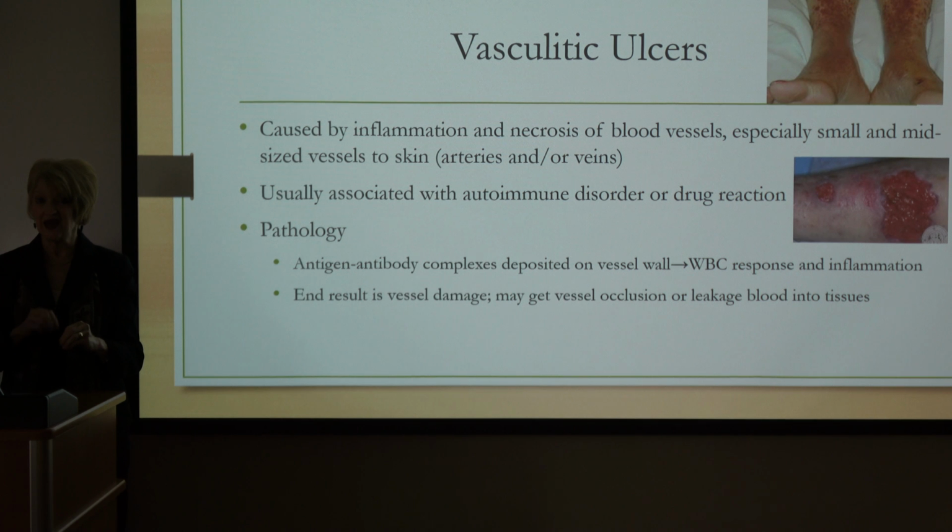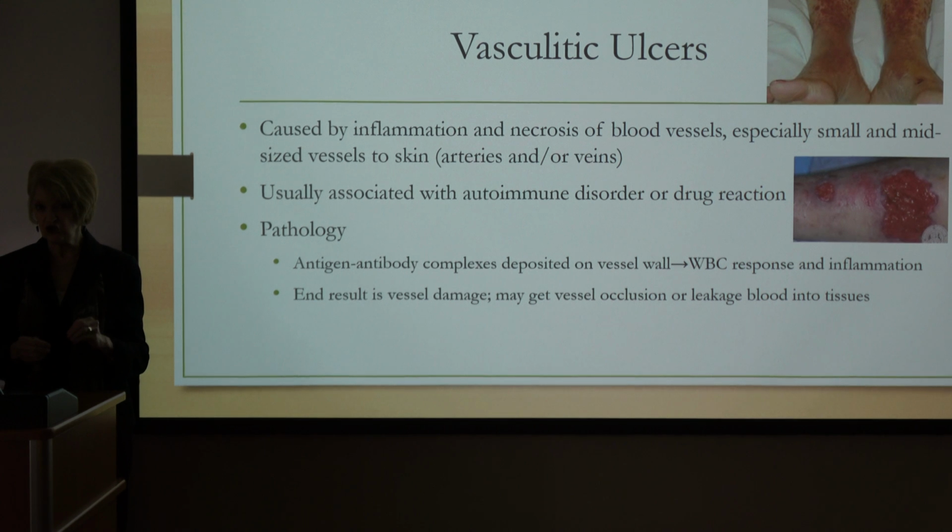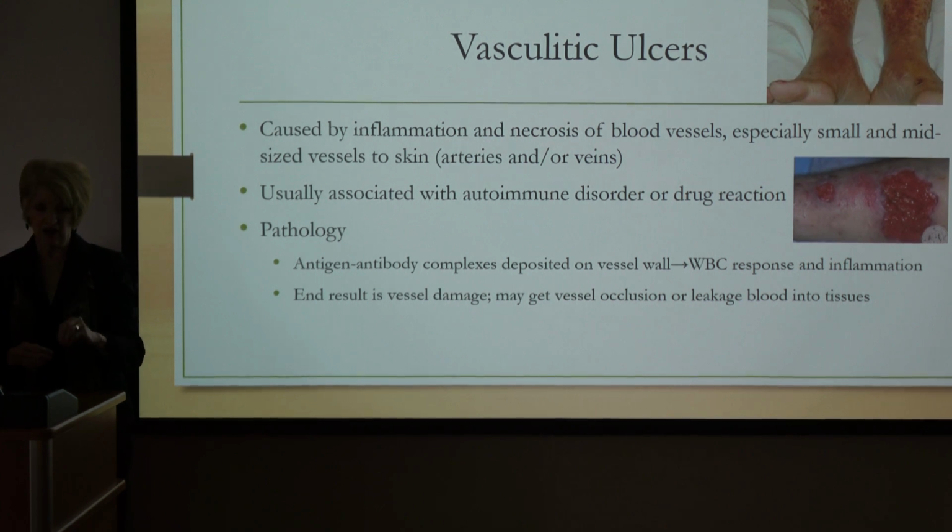Or sometimes that enzymatic damage and the inflammatory response creates a perforation in the vessel wall and blood leaks out into the surrounding tissue. So you can get one of two patterns. You can get a picture of acute ischemic damage if the antigen-antibody reaction, deposition, inflammation causes vessel occlusion, or you can get perforation of the vessel with leakage into the surrounding tissues.